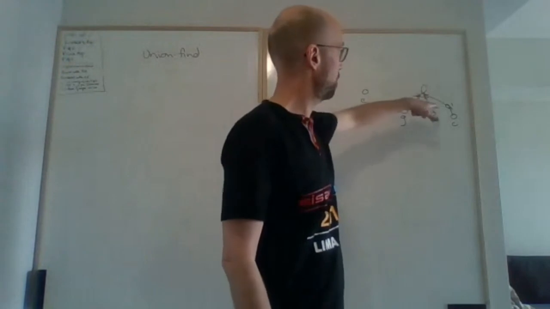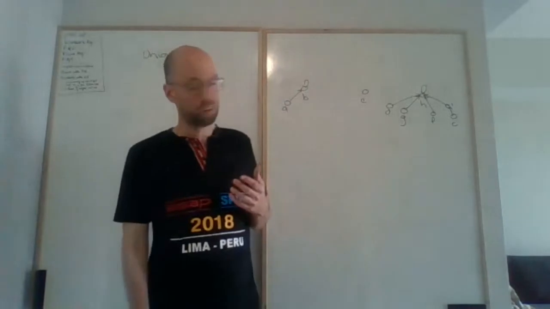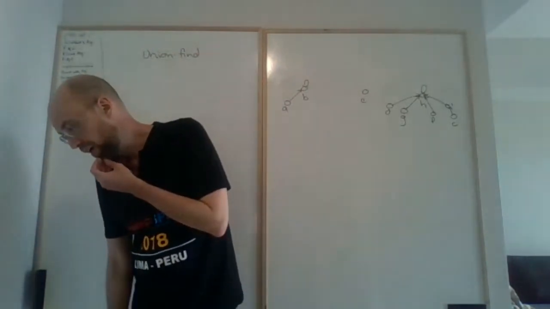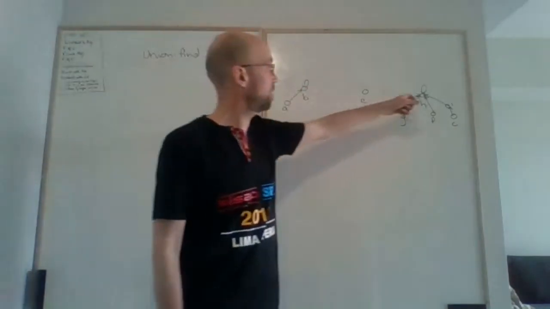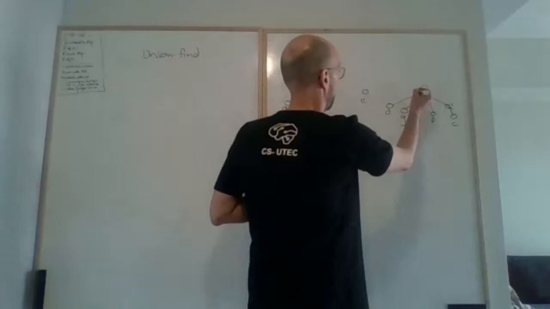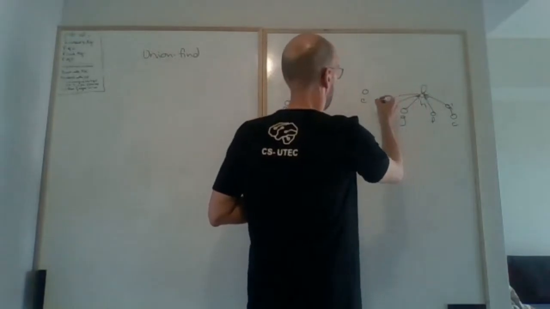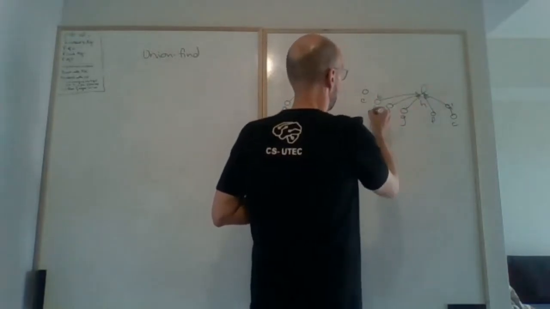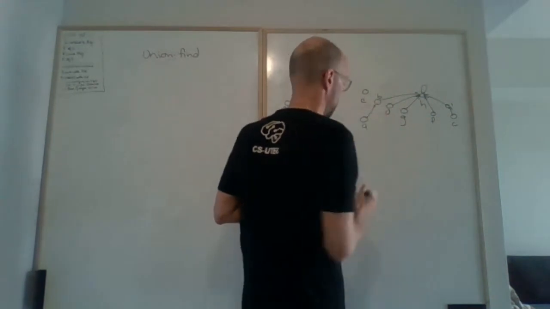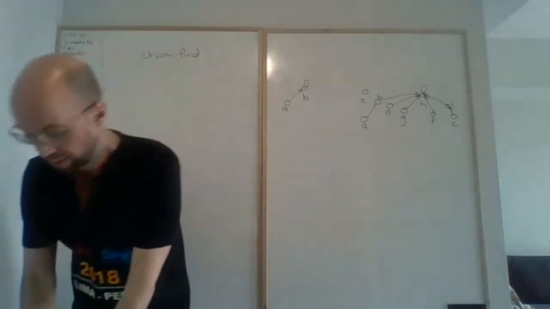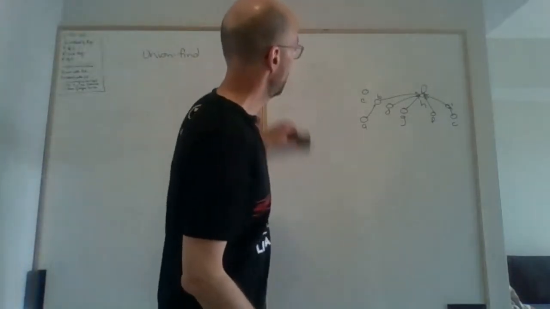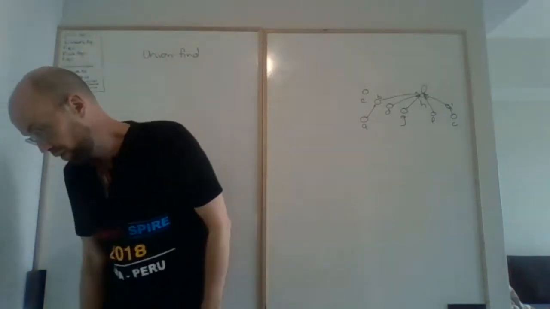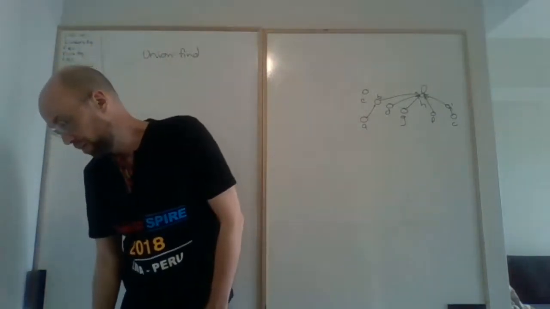HI: find H returns H, find I returns H. We don't do anything. So you keep going like this until, okay, we have a couple more steps left. So HA: find A returns B, find H returns H. So we're going to add. Now B is going to point to H, and then finally we consider the edge BC.